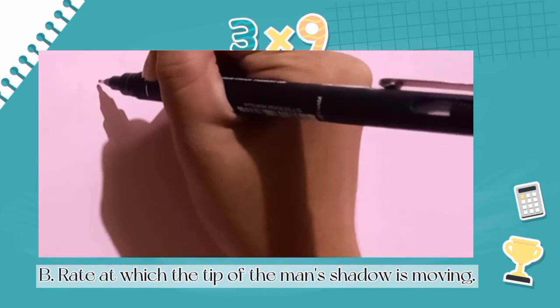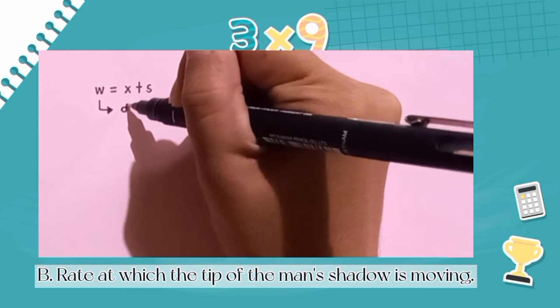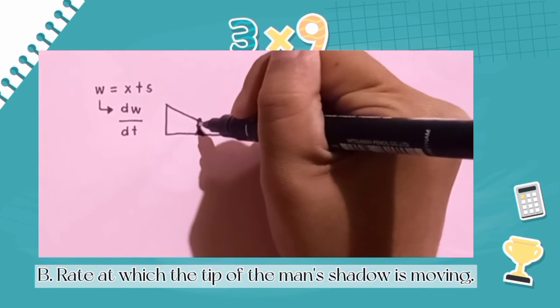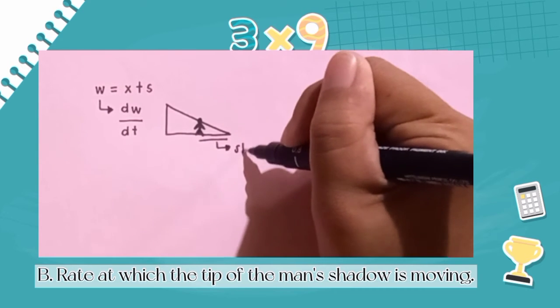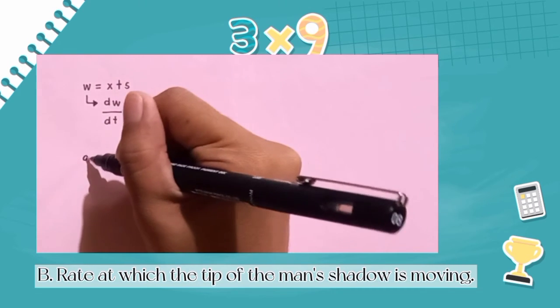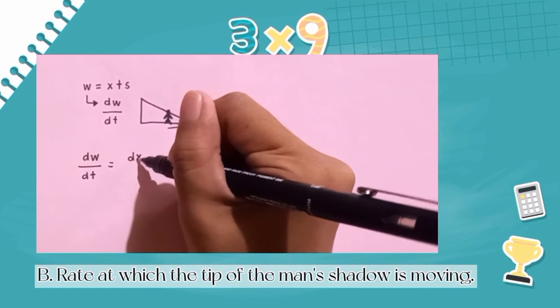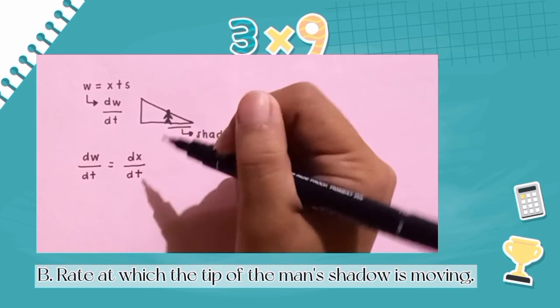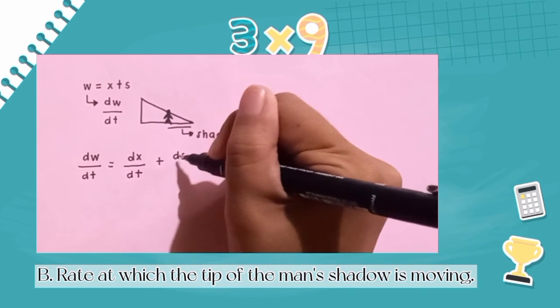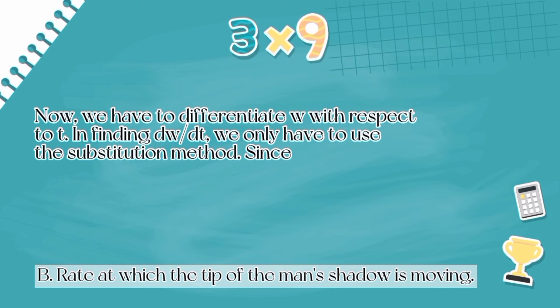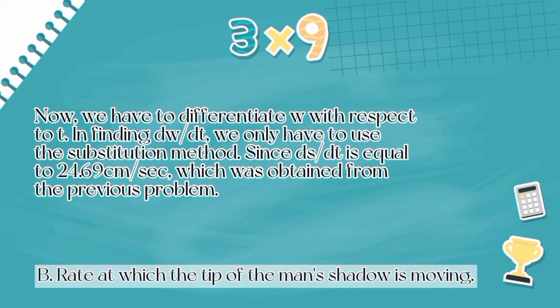So, after getting the rate at which the man's shadow is lengthening, let W equal x plus s, because W is equal to the total value of x and s. Notice that the man's shadow is moving in a line, so we differentiate W with respect to t to get dW over dt equals dx over dt plus ds over dt. So, we have an equation in which we already have values.